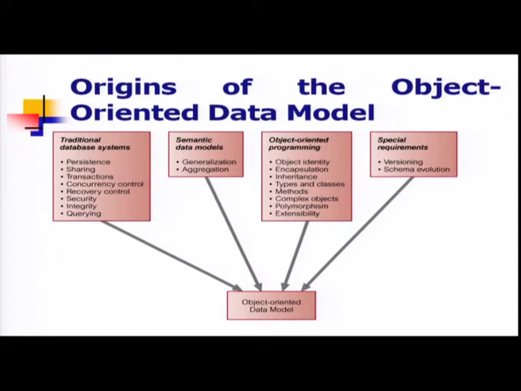Origins of the object oriented data, traditional database systems, semantic data models, object oriented programming, special requirements, versioning and schema evolution. All these things were covered in the earlier slides. That gives you the object oriented data model. If you add persistence, it becomes a database. If you want to have a management component, it becomes object oriented database management system.